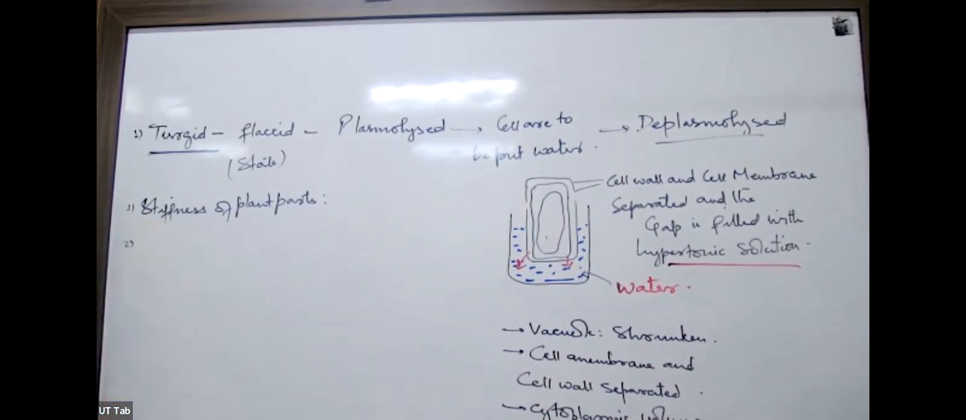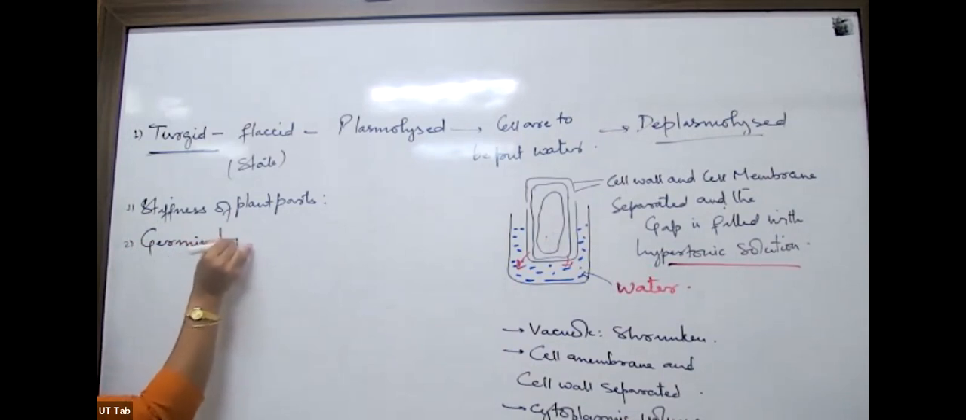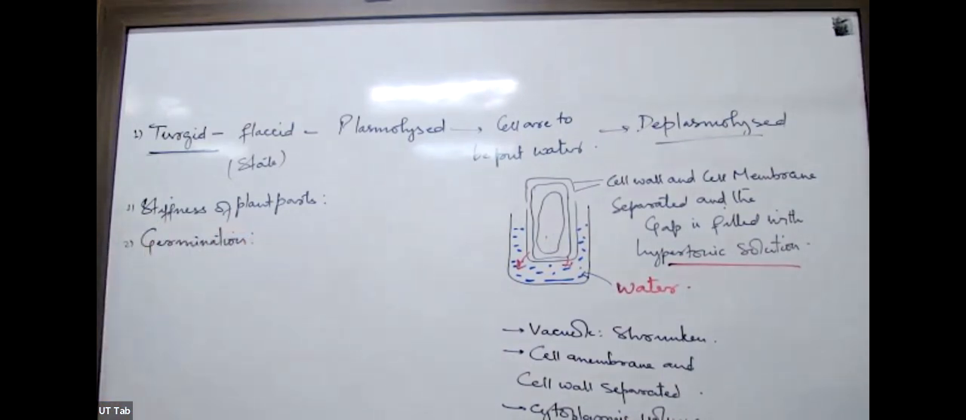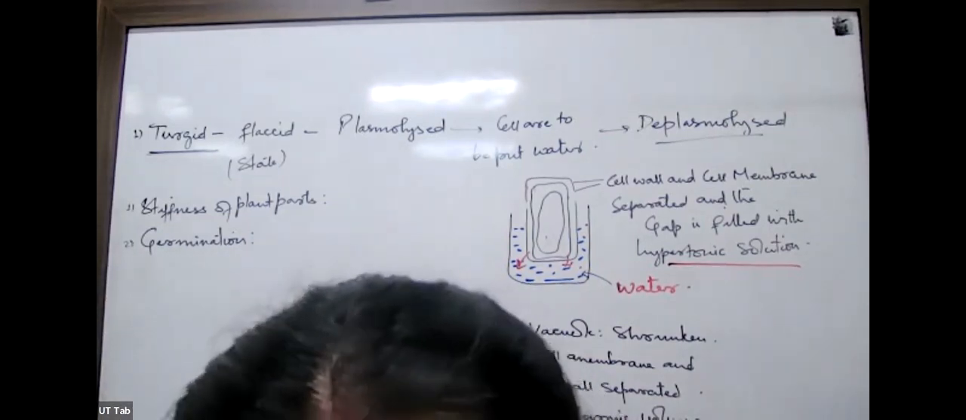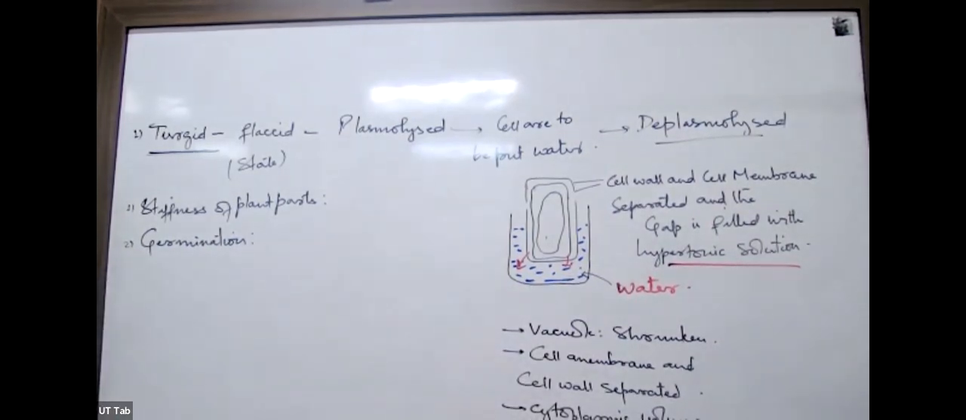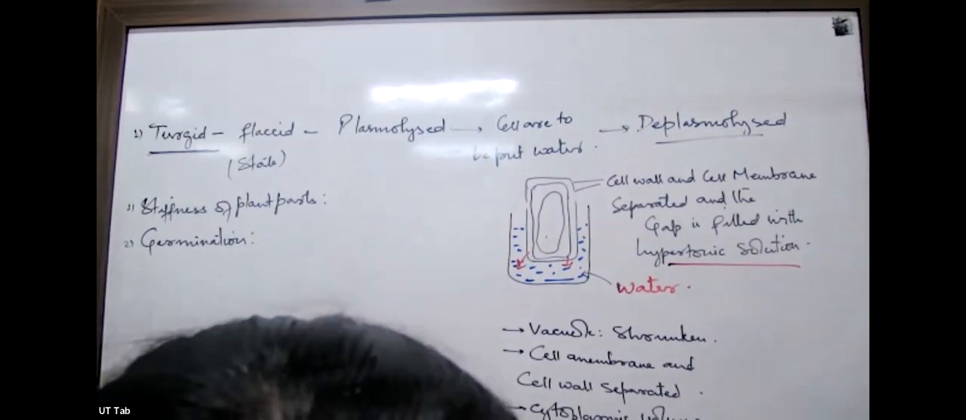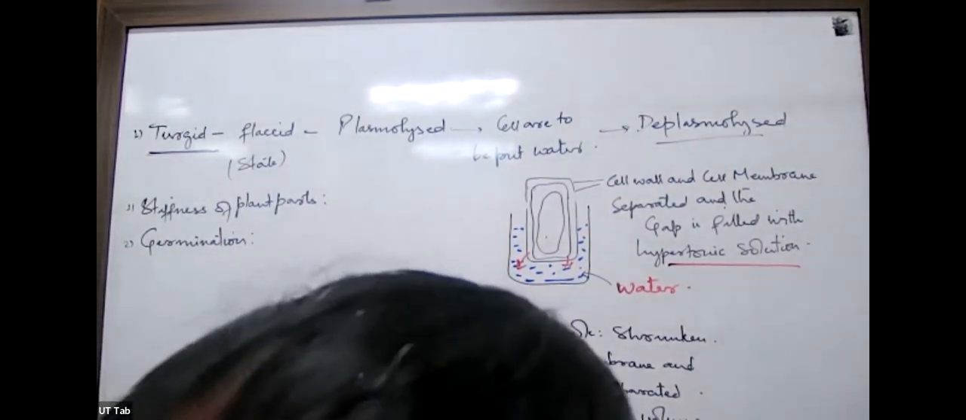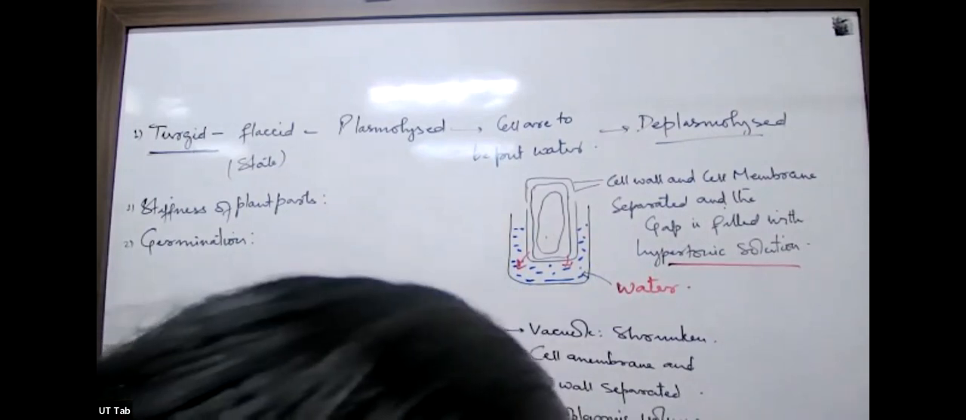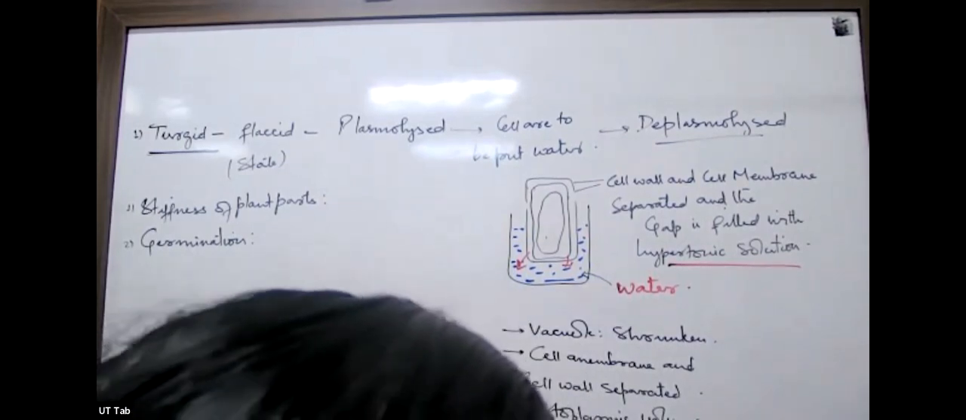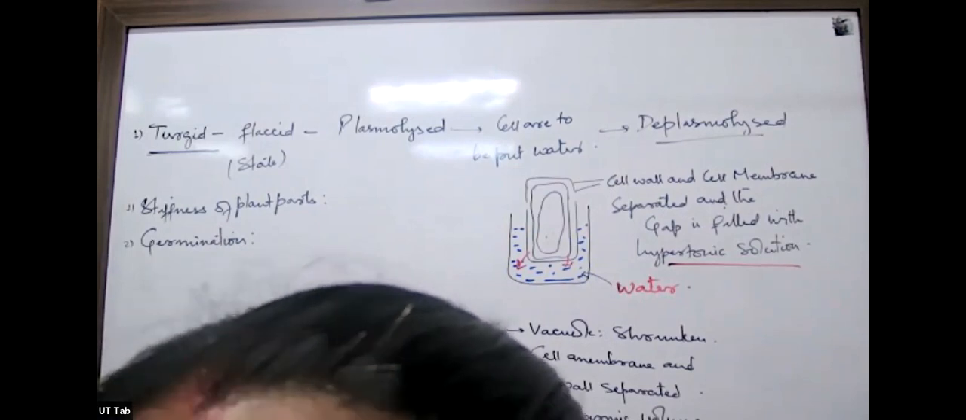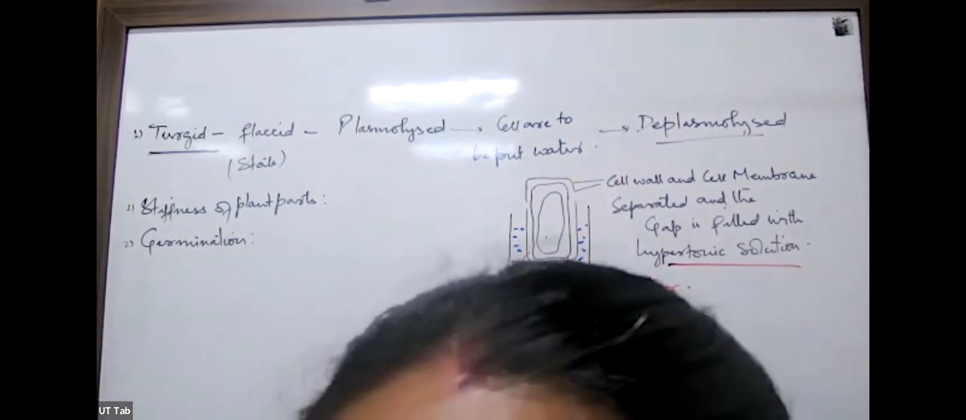Germination. Let us talk about germination. When we are talking about germination, what happens? The seed is under the soil, and you are not able to see that side. What would happen to the seed which is under the soil? The seed coat, which is dead, is absorbing water by imbibition first.